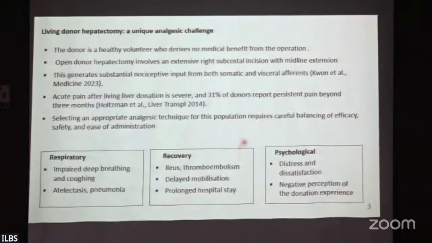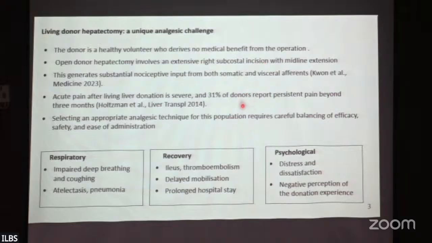First, a brief background. Living donor hepatectomy presents a unique anesthetic and analgesic challenge. The donor is a healthy volunteer who derives no medical benefit from the operation. Donor hepatectomy involves an extensive right subcostal incision with midline extension. This generates substantial nociceptive input from both somatic and visceral afferents. Acute pain after living donation is severe, and 31% of donors report persistent pain beyond 3 months. Selecting an appropriate analgesic technique for this population requires careful balancing of efficacy, safety, and ease of administration.